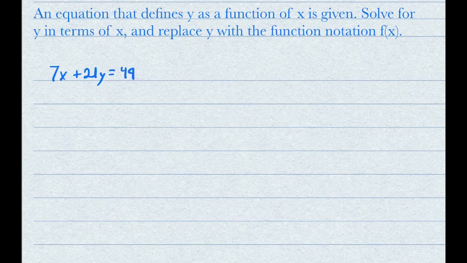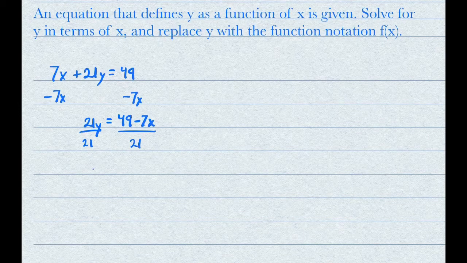So to do that, you're going to subtract 7x from both sides. So you have 21y equals 49 minus 7x. Next, you're going to divide 21 from both sides. And that's because the 21 is being multiplied to the y, so to reverse that, you have to divide by 21. And what you do on one side, you have to do on the other. So now you have y equals 49 minus 7x over 21.